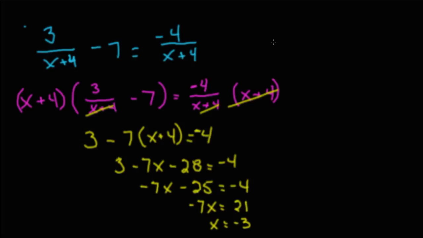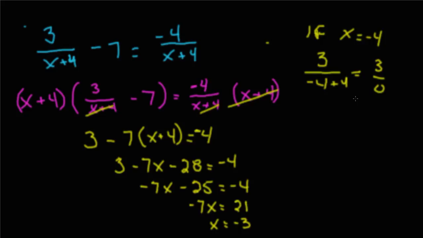If x were negative 4, excuse me, then we would have 3 over negative 4 plus 4, which equals 3 divided by 0. And 3 divided by 0 is indeterminate. Anything divided by 0 you can't find. It's indeterminate. So if x were negative 4, then we would have no solution. But since x is negative 3, that's what our solution is. x equals negative 3.